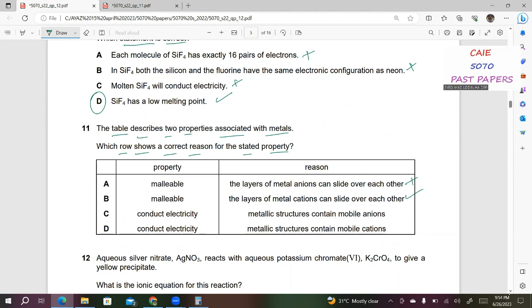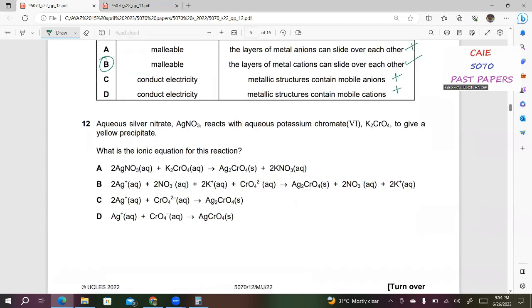But let's read the other statements also. Property: conduct electricity. Reason: metallic structures contain mobile anions. Wrong. It must have mobile electrons, not anions. The last one, conduct electricity, metallic structures contain mobile cations. This is again wrong. So only choice B will be the right answer here.